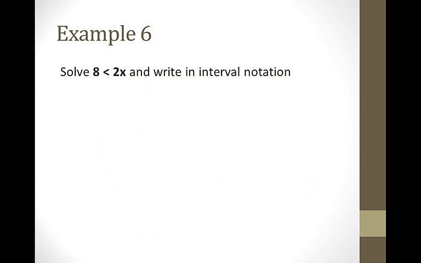Okay, last example. Kind of a wolf in sheep's clothing here, so go ahead and try to solve this one and write in interval notation. All right, welcome back. So what do we have here? Simple enough, we're going to divide through by 2. And so 8 divided by 2 is 4. Keep the inequality symbol just the way it is.